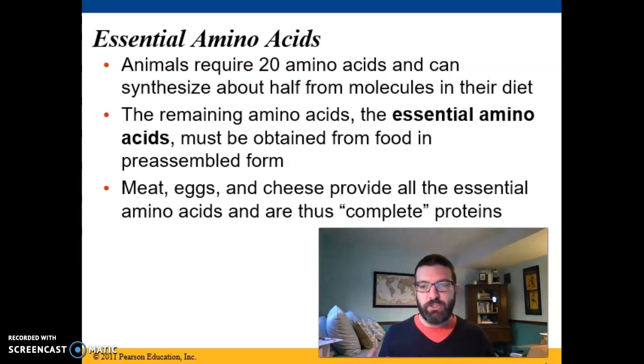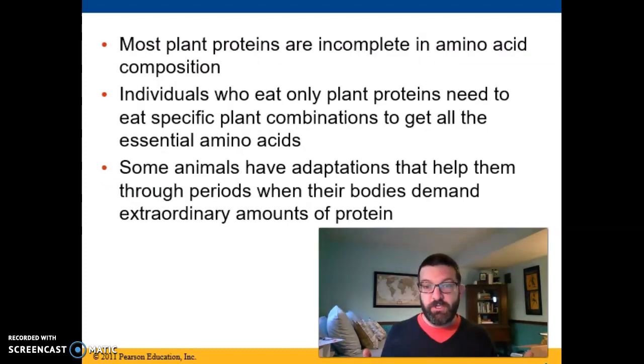So meats, eggs, cheeses are all complete proteins. Vegetables tend to be incomplete proteins. That said, if you eat certain vegetable combinations together, those meals can be complete proteins. So if you are vegetarian, for instance, it's very possible for you to have a complete diet. You just have to be a little bit more thoughtful about what combinations of foods you eat to make sure that you're getting all of your essential amino acids and fatty acids.